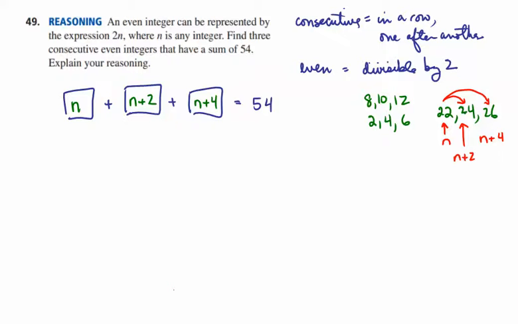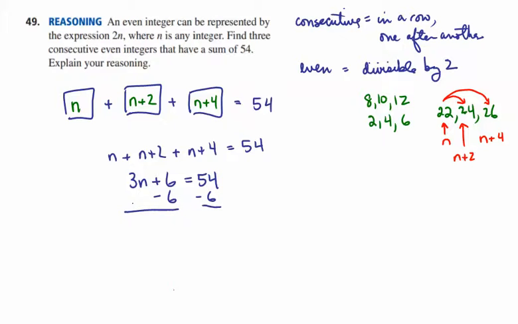We have n plus n plus 2 plus n plus 4, and that equals 54. So we have a multi-step equation. We're going to use combining like terms first. That gives us 3n plus 6 is 54. Subtracting 6 on both sides gives us 3n is equal to 48. Dividing both sides by 3, we're left with n is equal to 16.